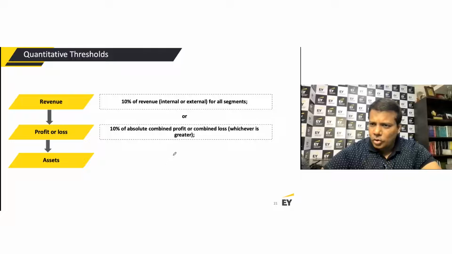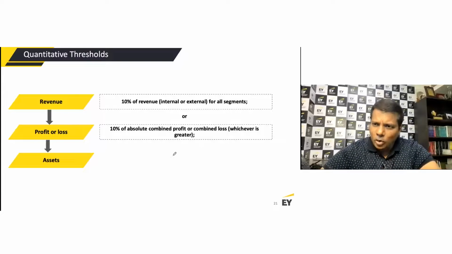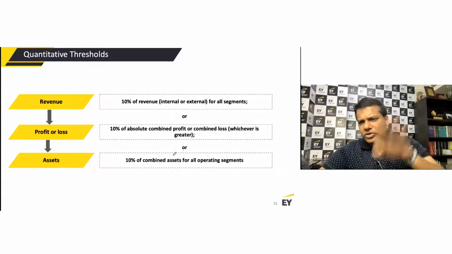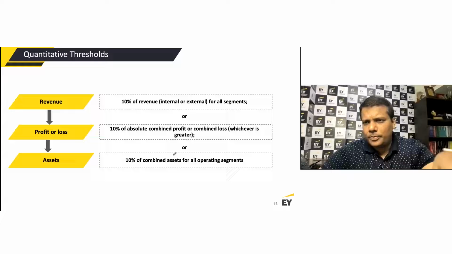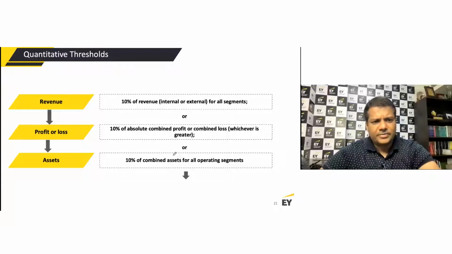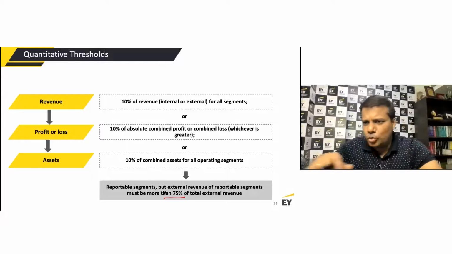And then the profit or loss: 10% of absolute combined profit or combined loss, whichever is greater, or 10% of combined assets for all operating segments. So 10% is the criteria for revenues, for profits, or for assets. You look at the absolute numbers from that perspective, and you get to reportable segments covering up to 75%. So these are two levels of threshold.